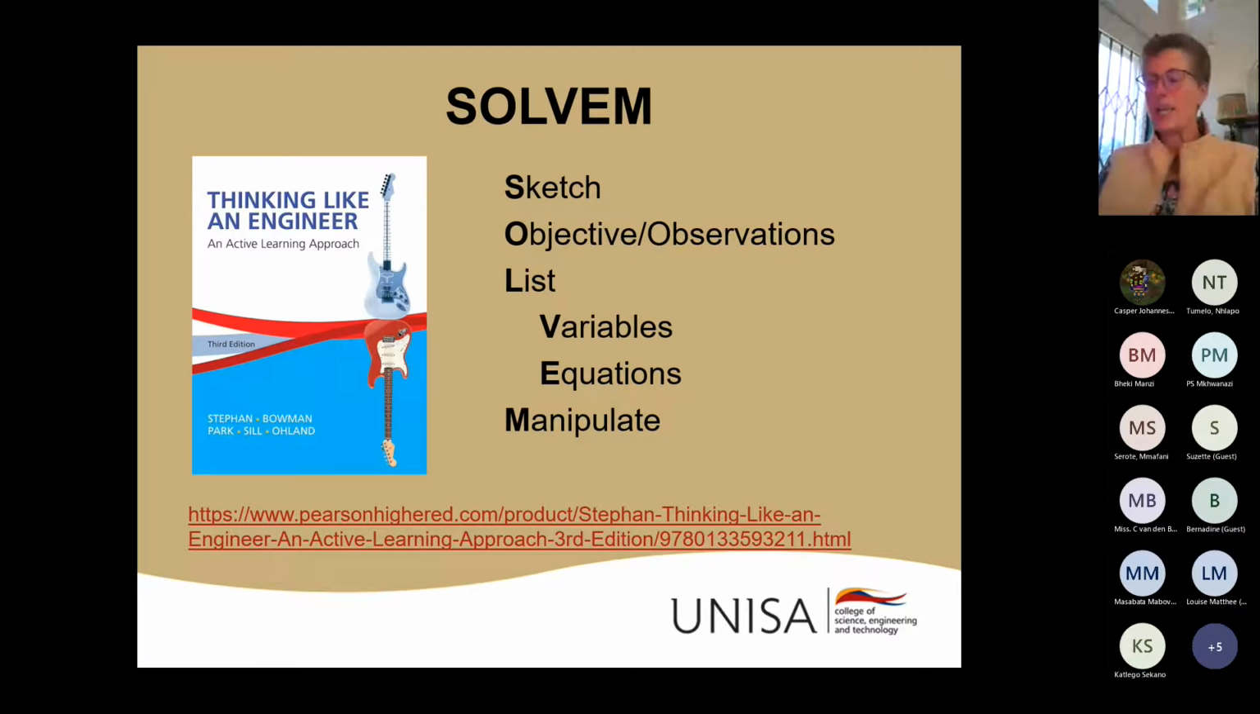Okay, so sketch, get lots of paper, lots of crayons, lots of Koki pens, but sketch what you have to do, all right? And then list the objective in any order, just list the objectives, all right? Then you have to list what are the variables, what you're going to manipulate, the variables and the equations, and then you actually have to manipulate it. Okay, so you see, you solve the problem.